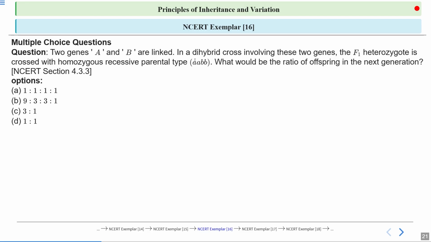So this is a dihybrid cross. You can eliminate options C and D because these are the ratios that you get in a monohybrid cross. And another thing, you can see this is a kind of test cross. So what will be the correct answer here?